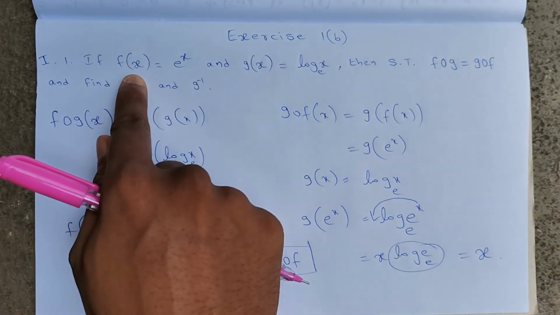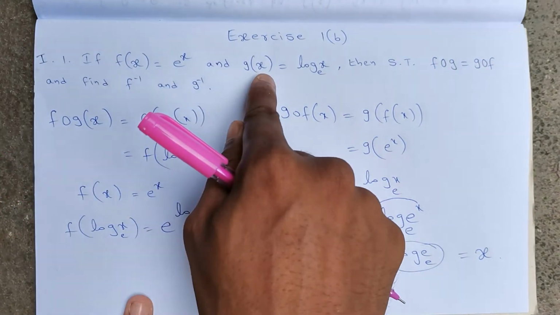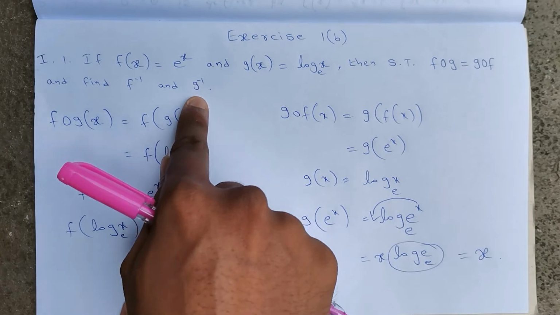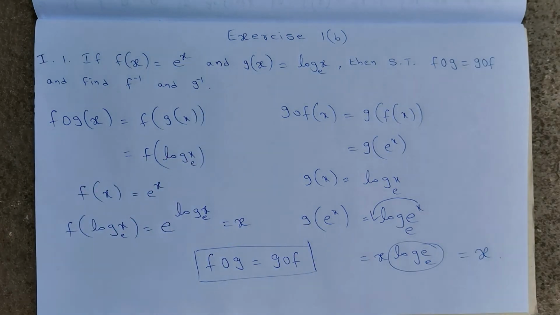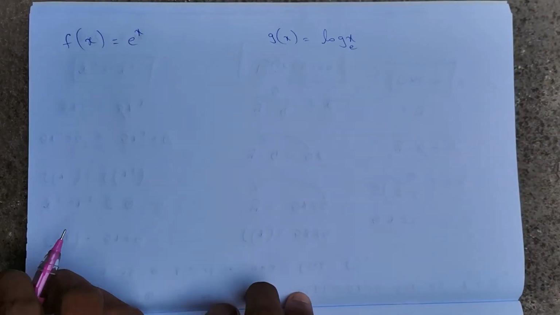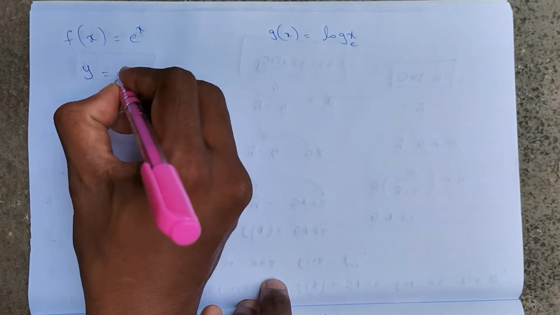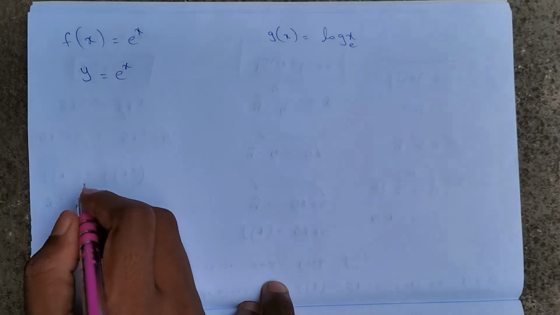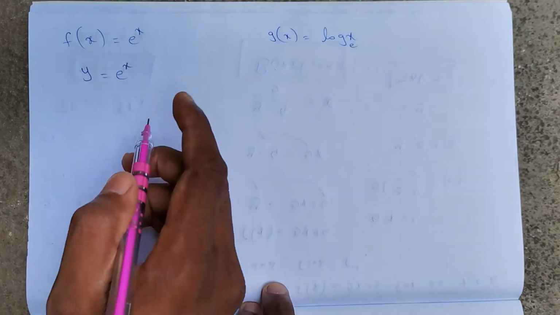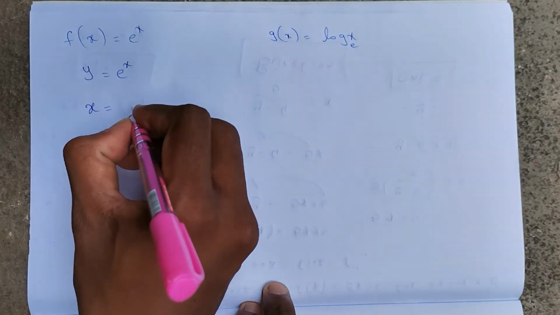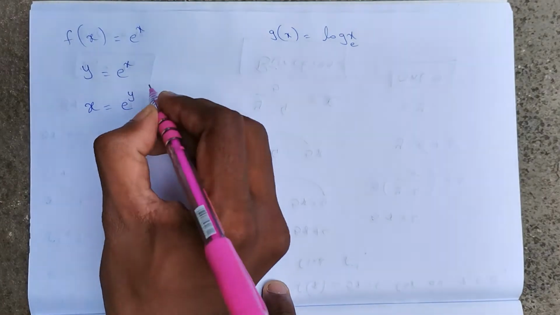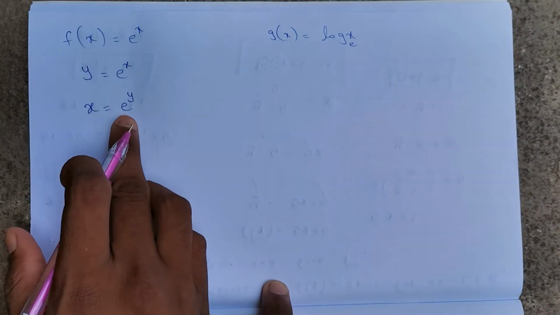The function f of x is given, and for that we need the inverse function. The function g of x is given, and for that also we need the inverse function. Let us find them. Okay, it's very easy to find f inverse. First f of x, make it equal to y, which is equal to e power x. Now interchange these x and y. So in the place of y, x, e power, in the place of x, y. So now x is equal to e power y.